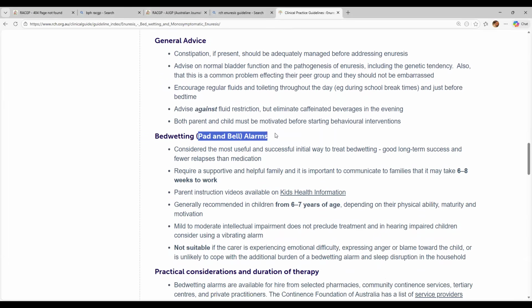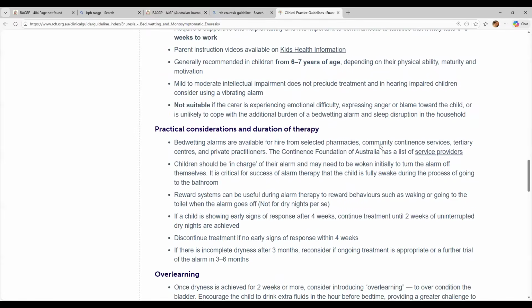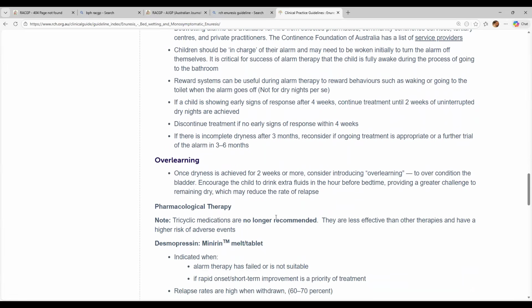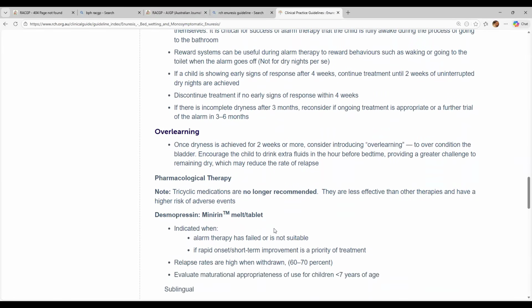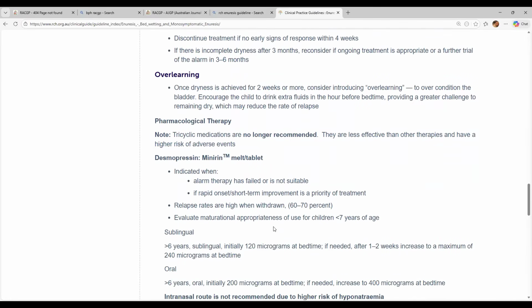Now, pad and bell alarm is the initial therapy used for enuresis in Australia. It's basically a pad and bell that tells the kid to get up and go and pee in the bathroom. But for acute situations the alarm is not suitable. You can use medication in acute conditions like going somewhere, going overseas, going traveling. You can use desmopressin, which is a mini tablet.